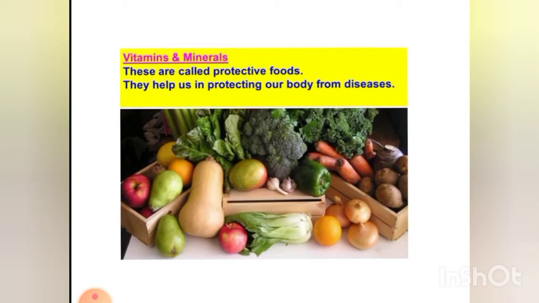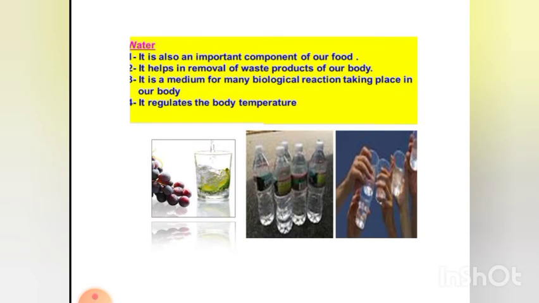Vitamins and minerals are other nutrients. The food items which are rich in these are also called protective foods. They help in protecting our body from diseases. Water is not considered a nutrient, but it is essential for the development of our body and is taken in our diet. It is an important component because it helps in the removal of waste products from our body, and it also regulates the body temperature.